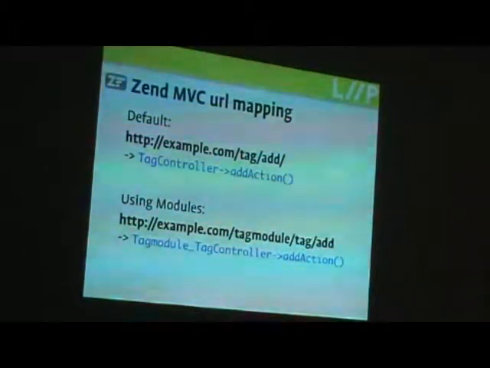The URL mapping is pretty simple. Basically, the first part of the base URL translates to the controller, where the second part translates to the action within the controller. And there is an additional option that you can use modules, where you can group certain tasks within your application.